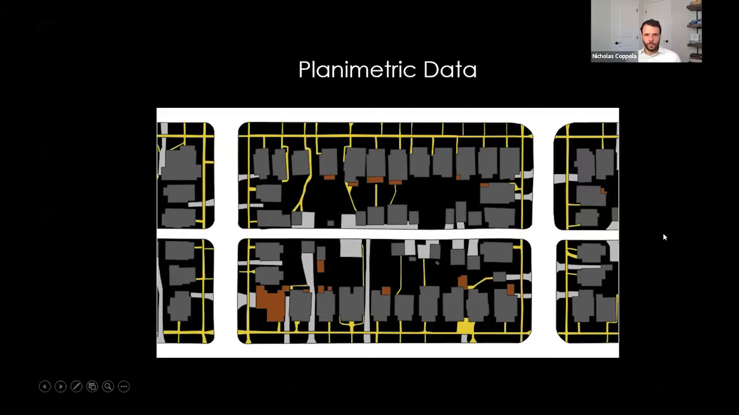So let's take a look at what planometric data looks like. So here's an example of what a planometric data set may look like.